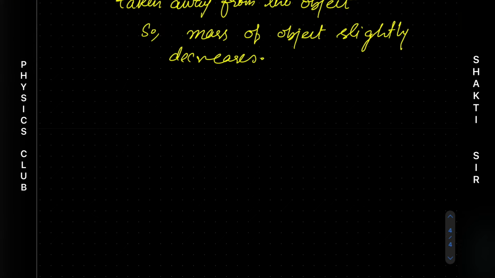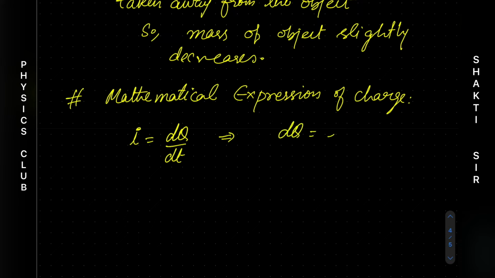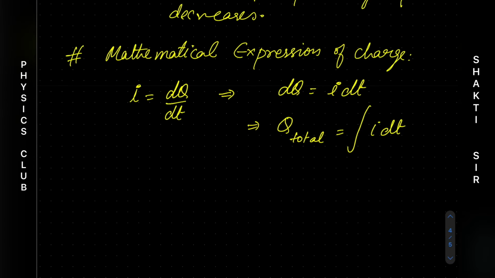Now, mathematically we can express the charge associated with time and electric current. So the expression is: current I can be written as the differentiation of charge with respect to time. So the charge is equal to I times the time. So the total charge is nothing but the integral of I dt. It's very important and we will elaborate this formula in the next chapter.